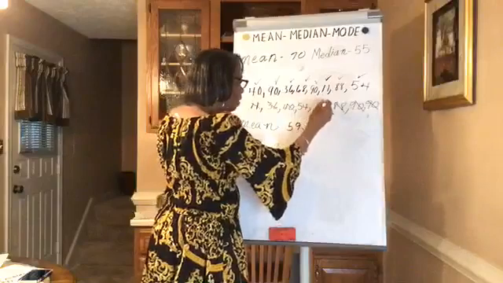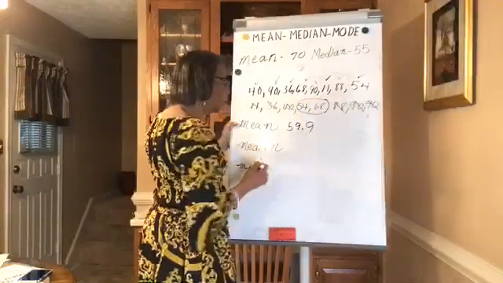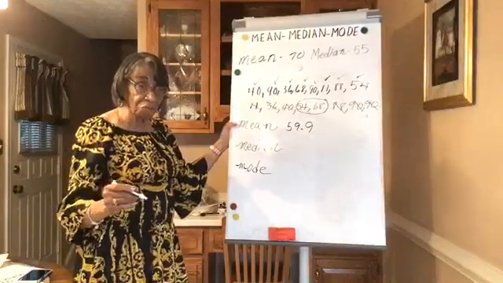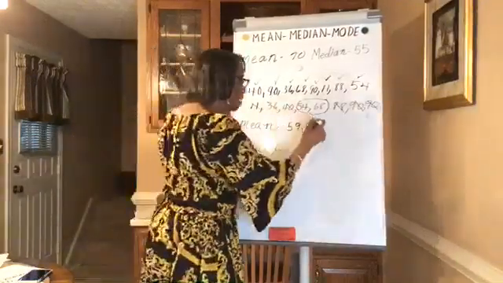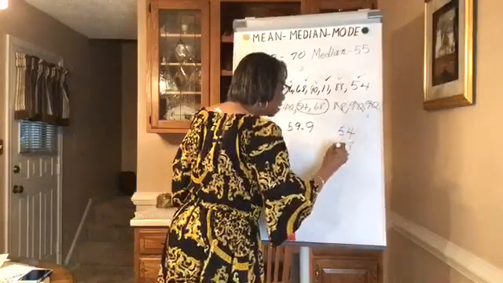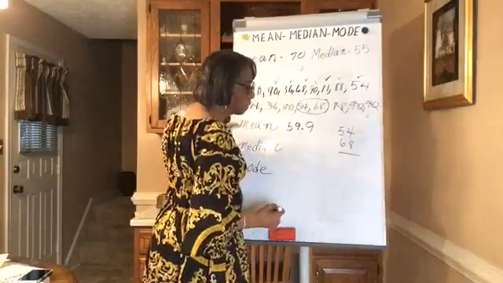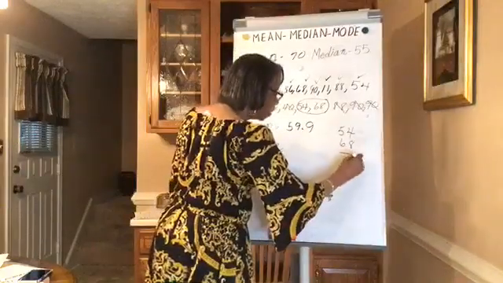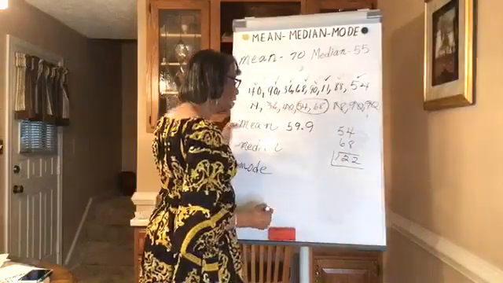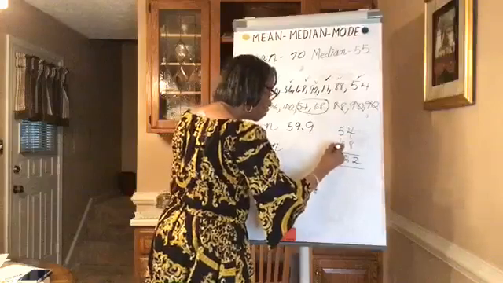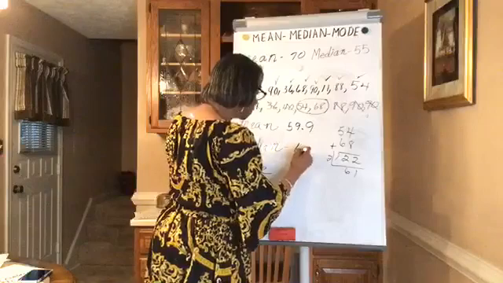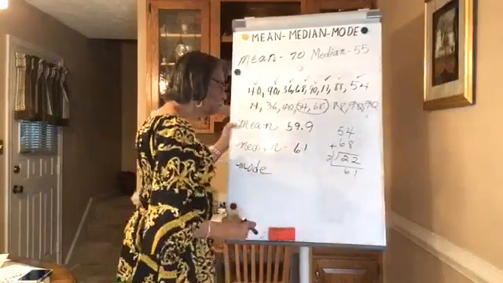All right, we've got two numbers in the middle again. And what do we say we do when that occurs? We find the mean of those two numbers. So we add them, 54 plus 68. And what do we get? 122. And divide that by what? By 2, of course, because we only added 2. And we get 61. Okay, got that?